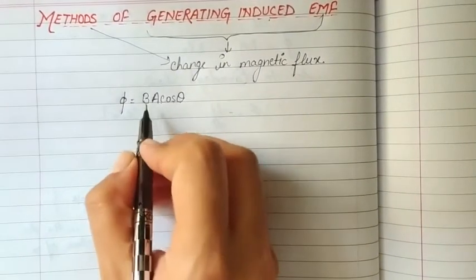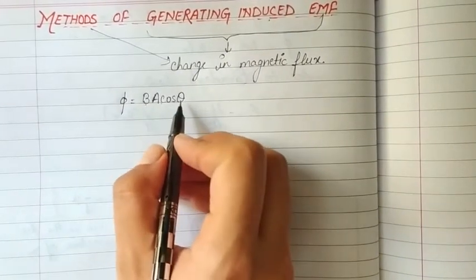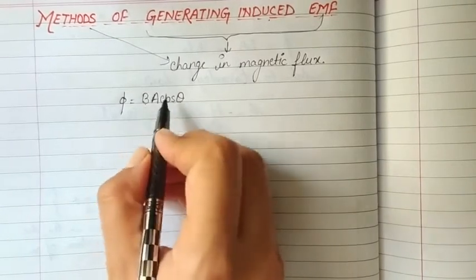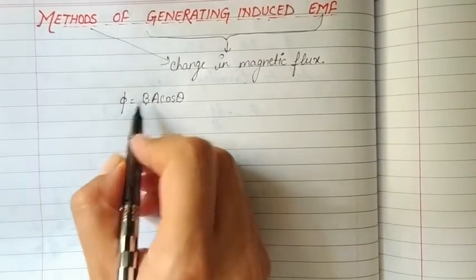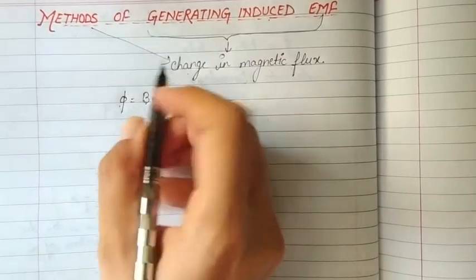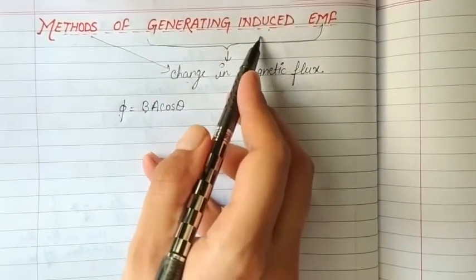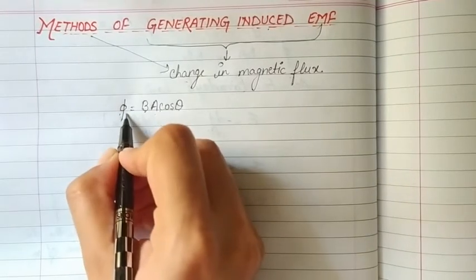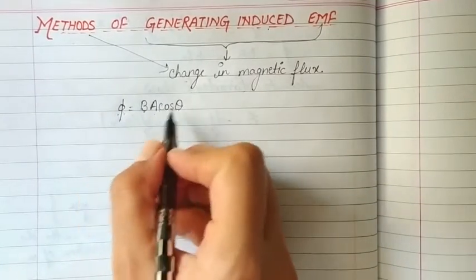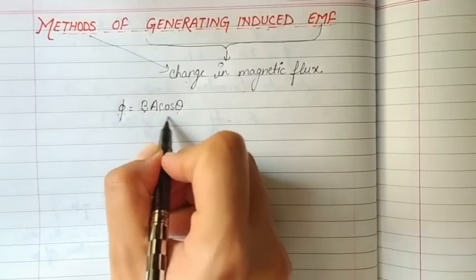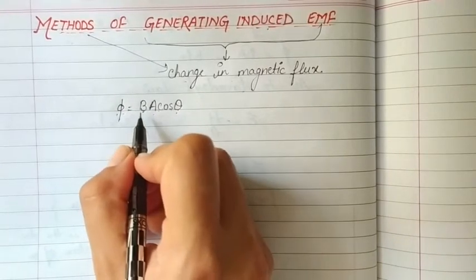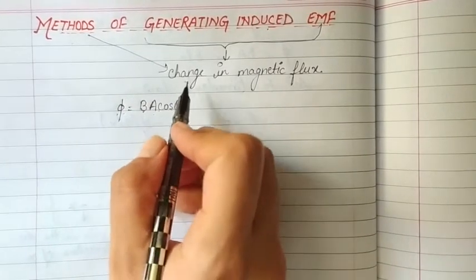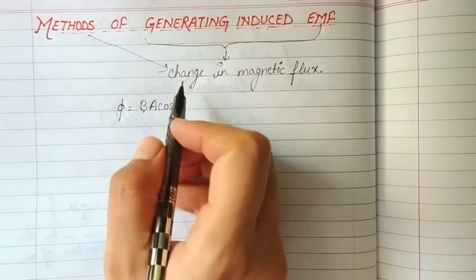By changing any one of them, if we change B, phi will change, and if phi changes, induced EMF will be generated. Similarly, if we change A, magnetic flux will change and induced EMF will be generated. And if we change theta, this term cos theta will change. Because of that, magnetic flux will change and we get some induced EMF.